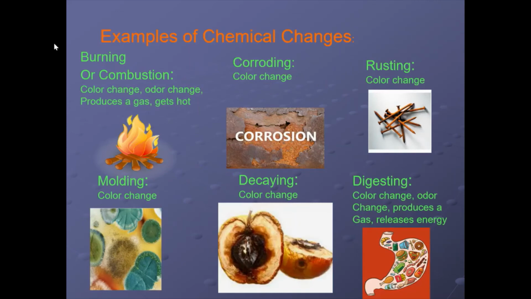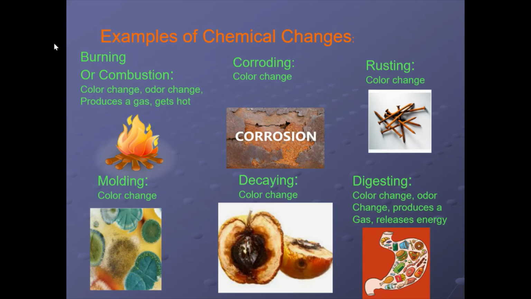So let's see some examples of chemical changes. Again, with a chemical change, you're changing the substance, the materials, the composition of the material, like the very structure of it. So when it comes to burning or combustion, you can consider that a chemical change because it has a color change. There is an odor change. It produces a gas and it gets hot, right? So these are all characteristics of a chemical change occurring.